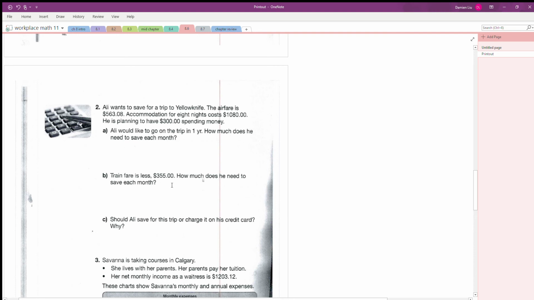Divide by 12, and that's how much money he will then not have to spend each month because he's taking the train. We can then take that away, because he doesn't have to save that, from what we've calculated in part A here per month, and then that would be the new amount.